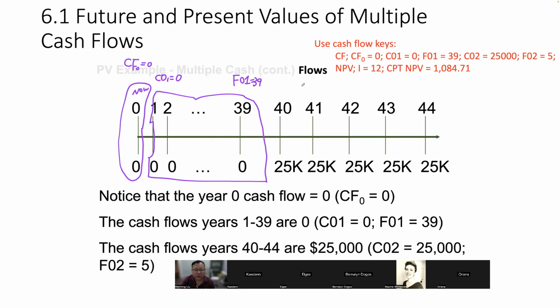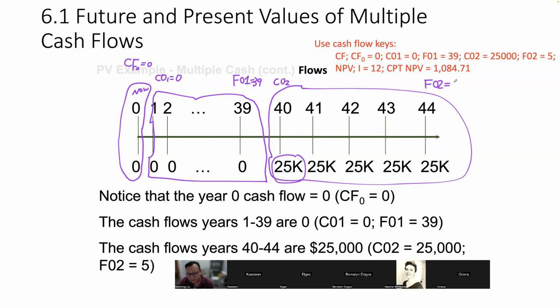Okay. And now you move on to the second stream here, right? The second stream. And then the C02, okay, is 25K. And how many of it? 1, 2, 3, 4, 5. So F02 is 5. Okay. So that's how you actually communicate, right? Break down the information, communicate this timeline structure to the financial calculator, and the financial calculator will be able to understand. Okay.